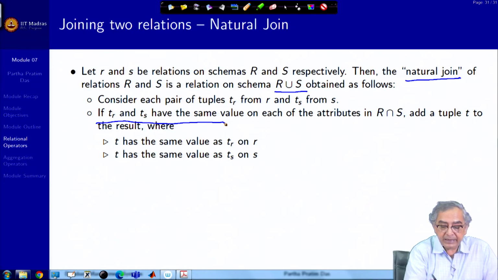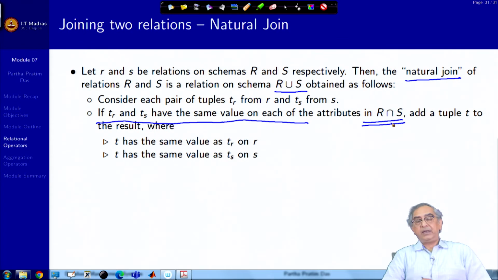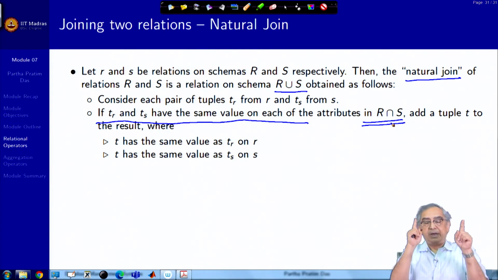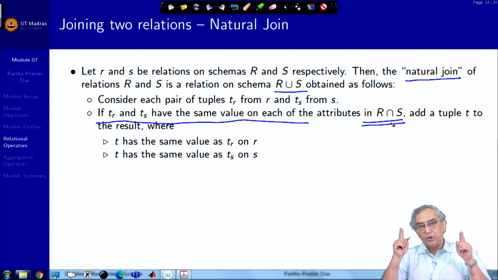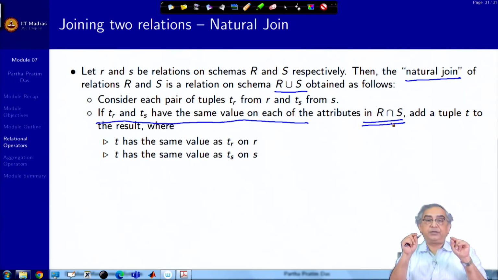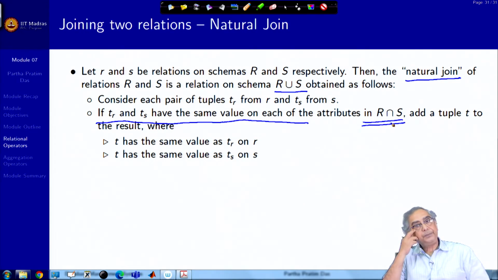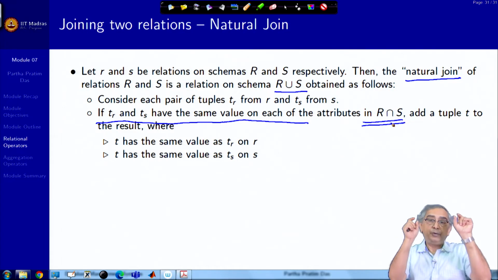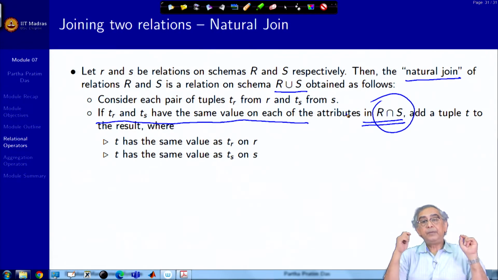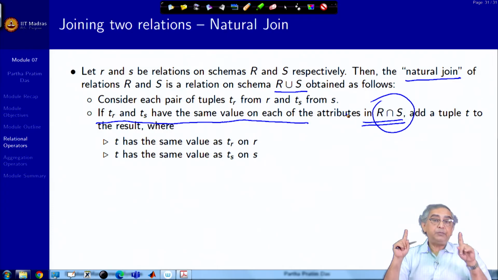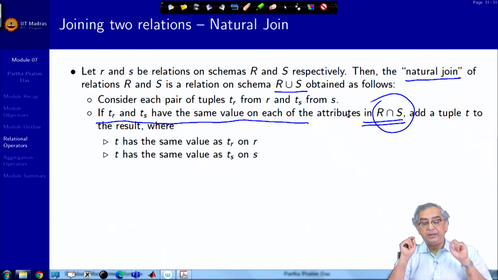If TR and TS have the same value on each attribute in R intersection S, that is, if there is one attribute which is common between R and S, then tuples which have identical value on that attribute will only be taken in the natural join. That is not true for Cartesian product. In Cartesian product, we take all possible values, and therefore, for attributes that are in R union S, we are using the qualified names R dot A, S dot A, R dot B, S dot B. Here no. If two attributes have identical name between R and S, then you only keep those tuples which have identical value on those identical attributes. That is what it is saying.